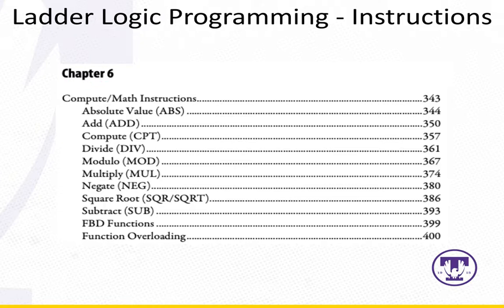We're not going to go through every one of these instructions. We're going to pick and choose a few to talk through. But in general, if you ever need to, say, take the absolute value of something, there's an instruction for that in ladder logic. And you can go to the Allen Bradley instruction set manual and go to page 344, and you can read all about it and understand how to use the absolute value instruction.